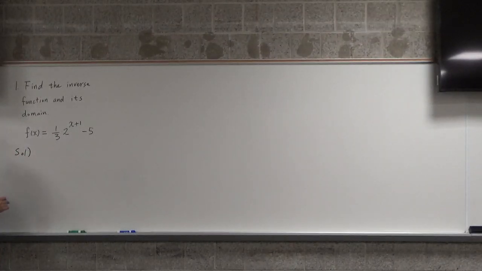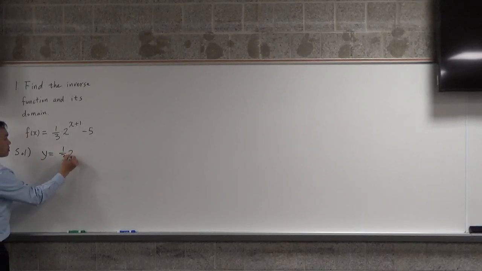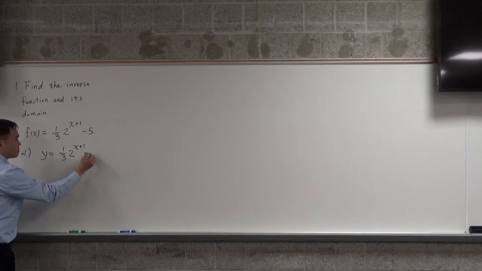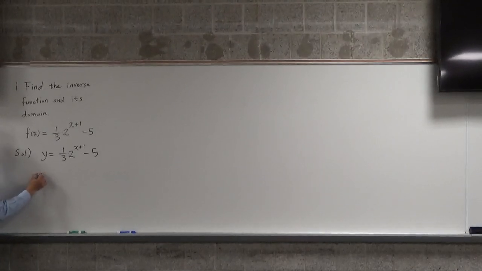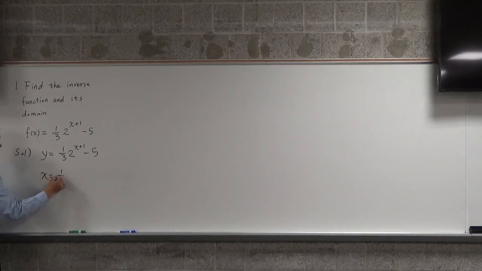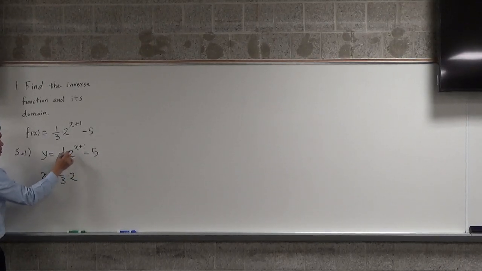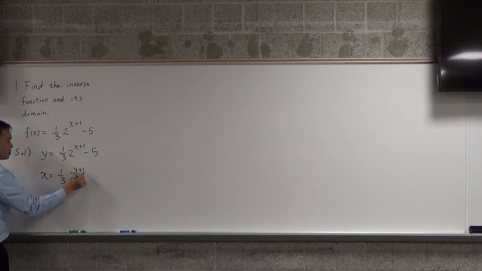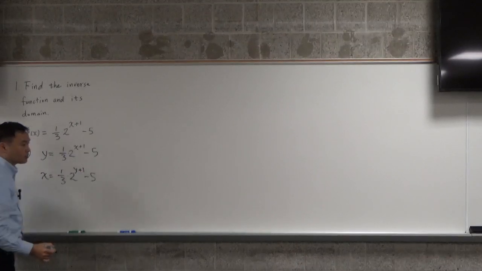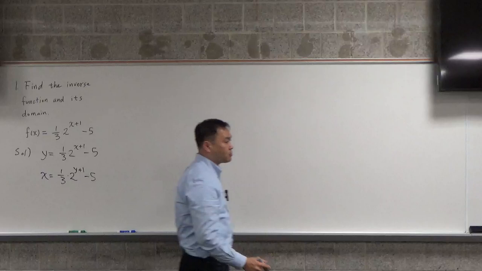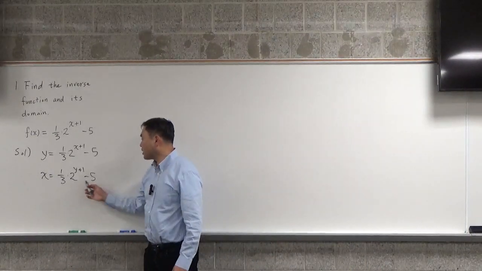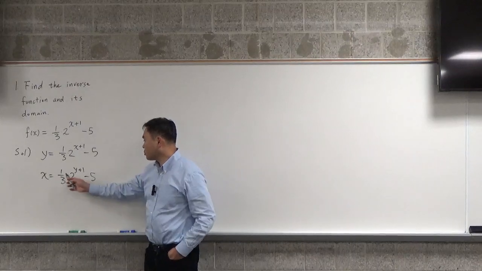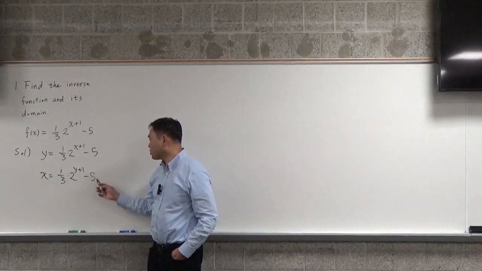To find an inverse function, you first have to introduce the y. Switch x and y, so instead of y, you put x. Instead of x, you put y. And now you have to solve for y. Okay, there are several things that are attached to y. There's a 1/3, there's a 2, plus 1, minus 5.